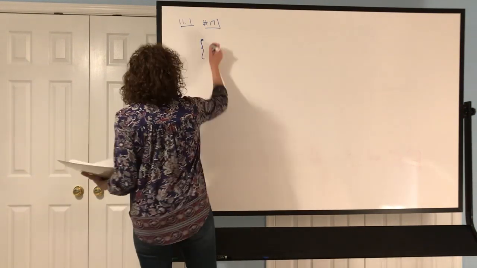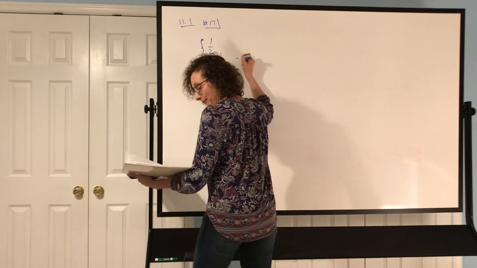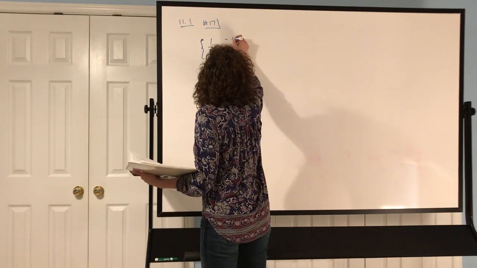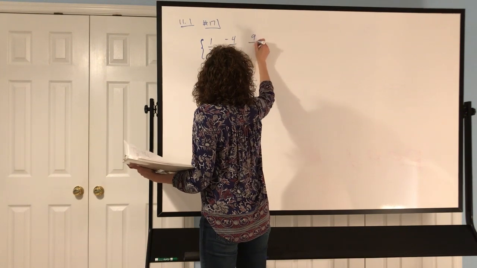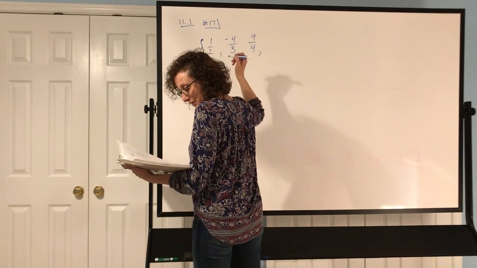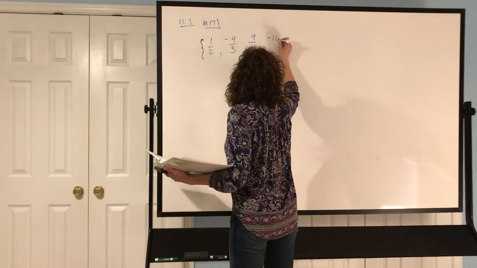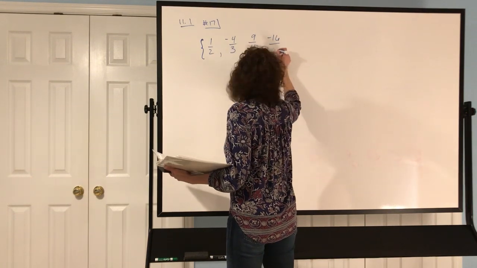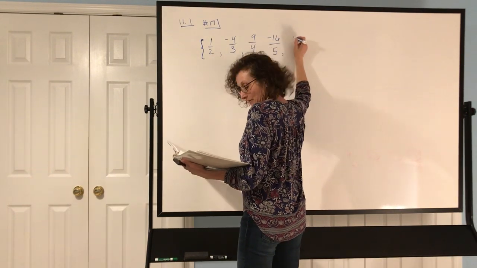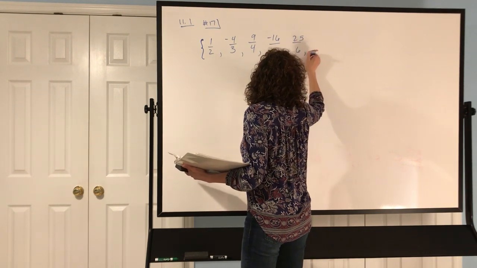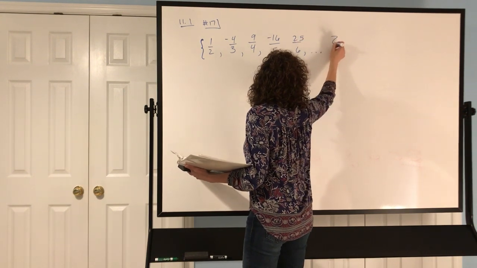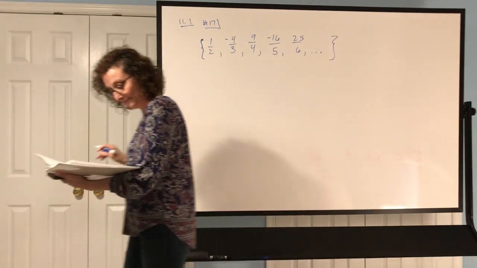So the sequence is given by 1/2, -4/3, 9/4, -16/5, 25/6, and so on. It goes on forever. Okay?